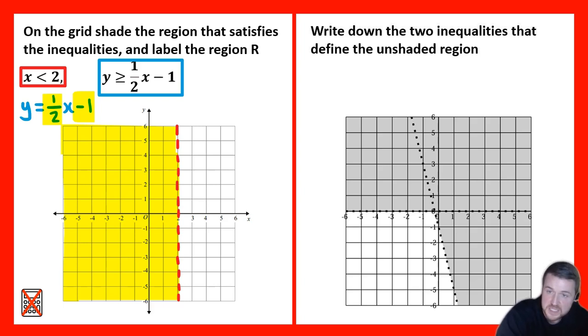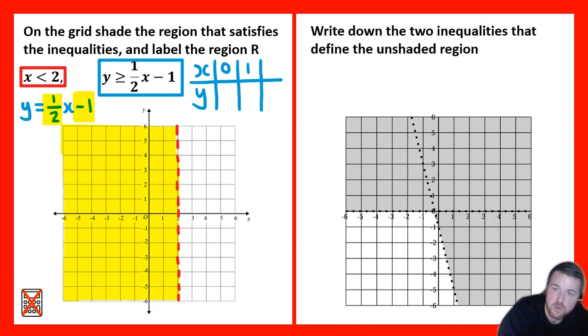Alternatively, you can use a table of values, and just using three x values such as 0, 1 and 2, whilst finding the corresponding y values. When x is 0, half of 0, take away 1, would be -1. When x is 1, half of 1 is 0.5, take away 1 is -0.5. And when x is 2, half of 2 is 1, take away 1 is 0. Then we can plot these three coordinates and use these to draw my straight line instead.